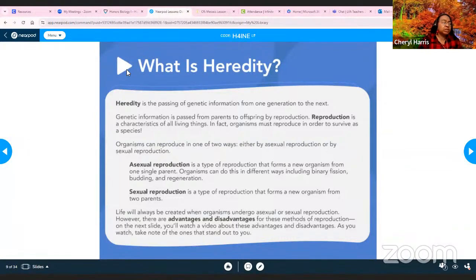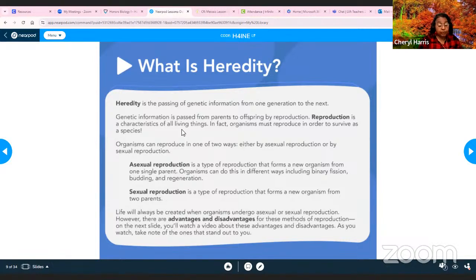All right, so take a note, vocabulary word. It says, what is heredity? You need to know that heredity is the passing on of genetic traits from one generation to the next. That's the definition. The information is passed from the parent to the offspring by reproduction. Reproduction is a characteristic of all living things. Earlier in the year, we looked at the 7 things that all living things have to do.